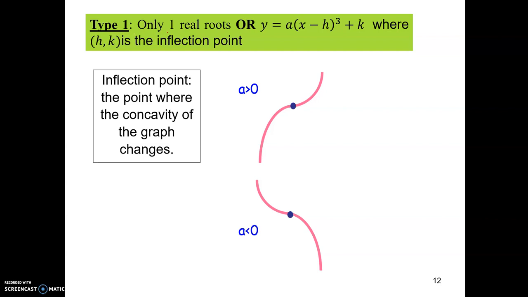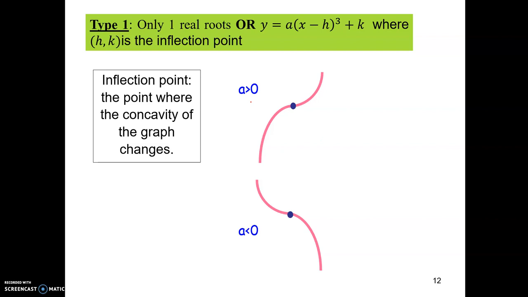So the first type is when we have only one real root, or we can easily write y equal to a(x minus h) cubed plus k, where h and k is the inflection point. So what do we mean by inflection point? It is the point where the concavity of the graph changes.